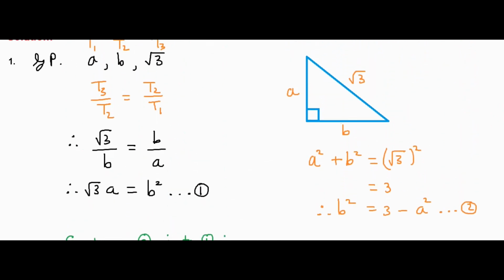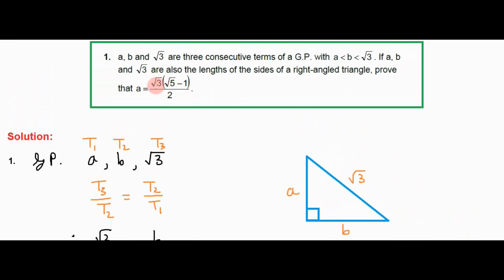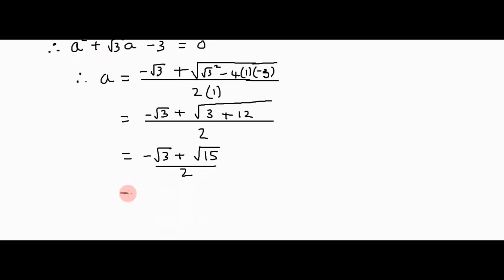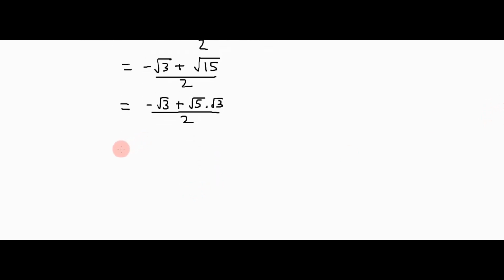Now, just to look back at what we need to prove, that a is the square root of 3 into the square root of 5 minus 1 all over 2. So we can use the laws of surds and write the square root of 15 as the square root of 5 times the square root of 3. Now we can take out the square root of 3 as a common factor, and we're basically left with the square root of 5 minus 1 all over 2.